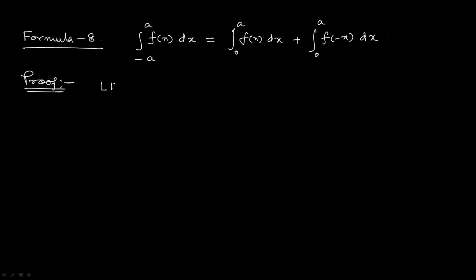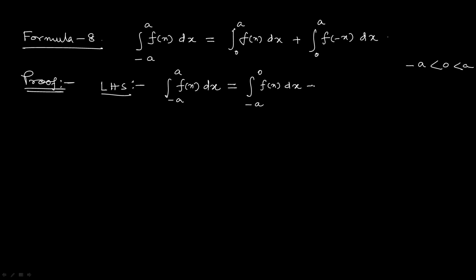I am writing the left hand side. What is my left hand side? Integral from -a to a of f(x) dx. Obviously in between -a to a, the number 0 will always exist. So I can divide it into the integral from -a to 0 of f(x) dx and the integral from 0 to a of f(x) dx.